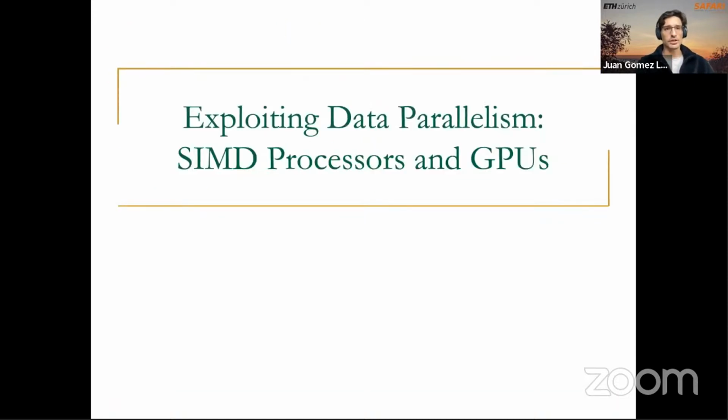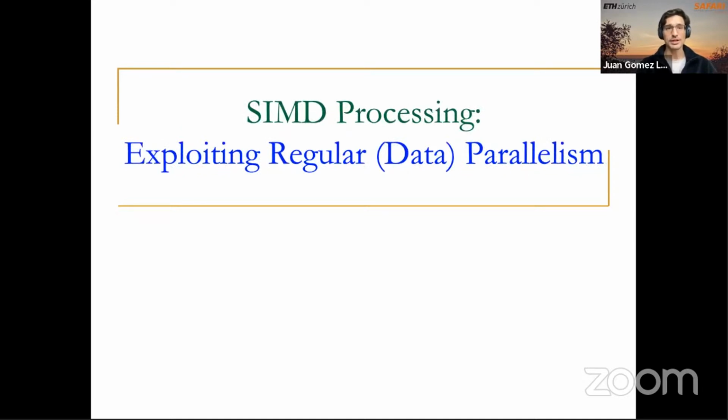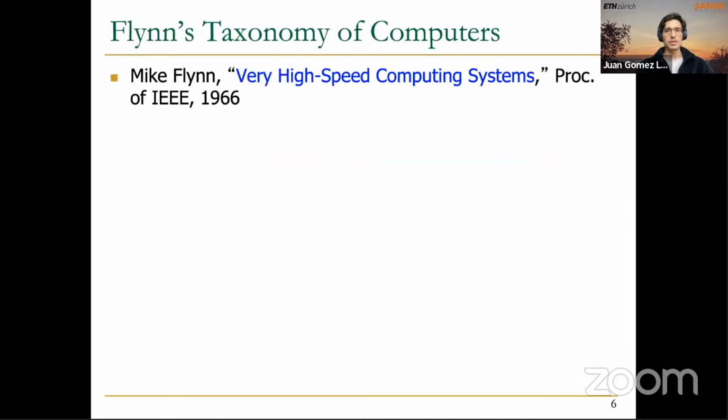Yeah, so let's start the lecture. Today, we are going to talk about how to exploit data parallelism, because SIMD processors and GPUs are both good at exploiting data parallelism, and they are especially good at exploiting regular data parallelism, even though we are also going to see the ways that they can use to also exploit irregular or more irregular parallelism as well. SIMD is one of the classes of computers that we can find in the classic Flynn's taxonomy of computers that probably most of you, if not all, are familiar with.